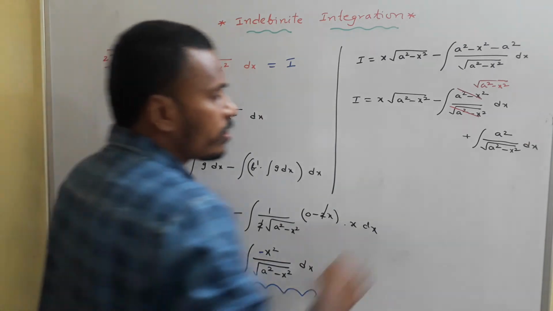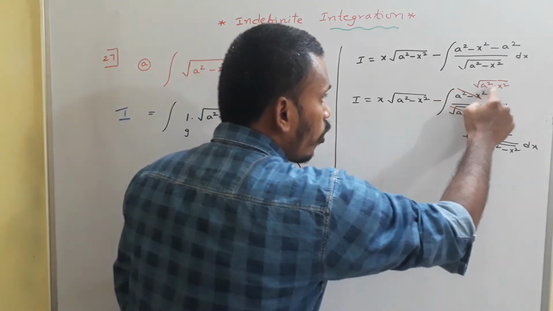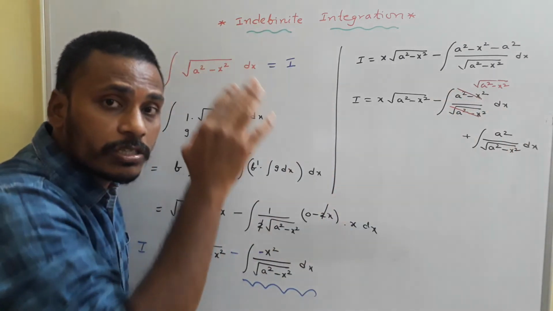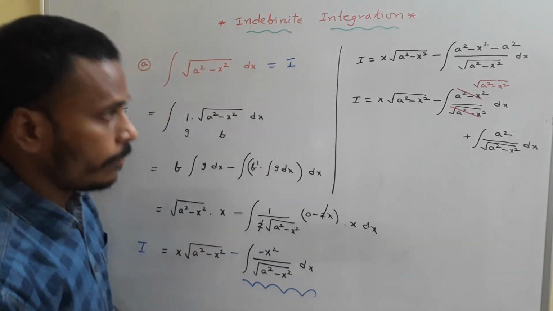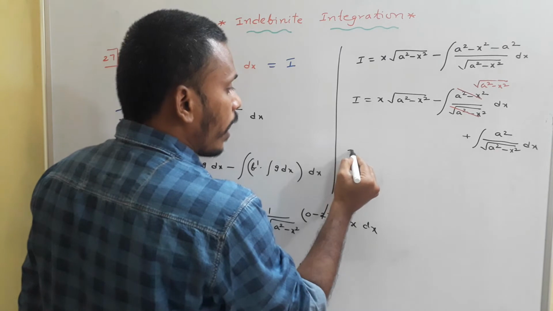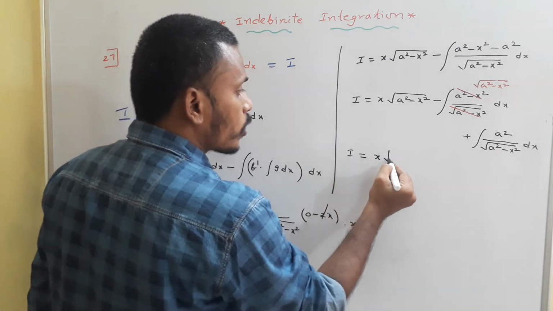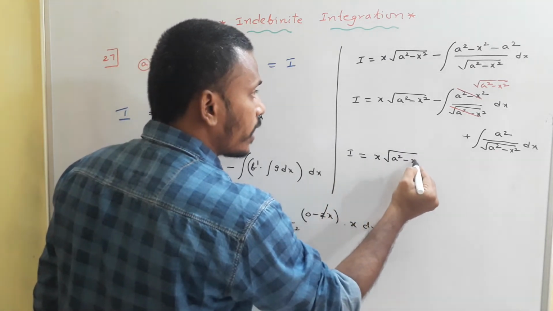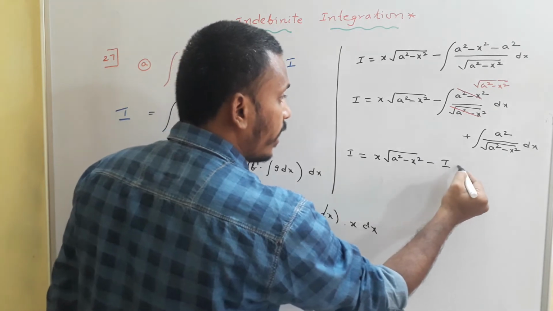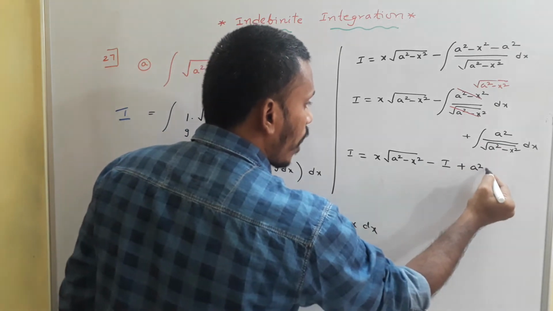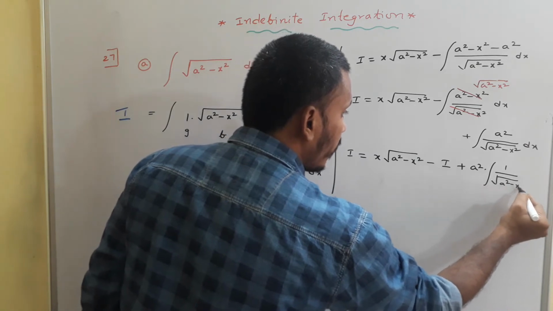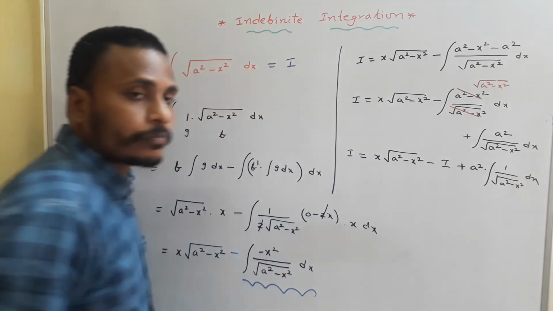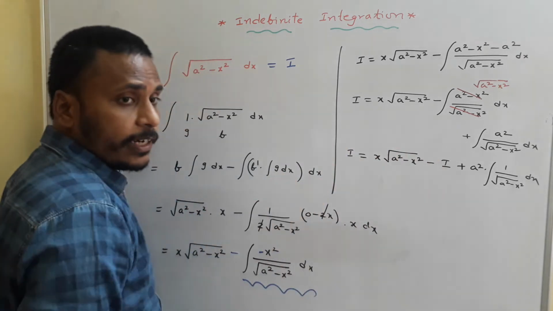And now this term is simply integral root of a square minus x square dx, which is nothing but the given problem, and that is again I. That is again I. So what we have at the end? I is equal to x root of a square minus x square minus I plus, keep this a square out, integral 1 by root a square minus x square dx. Send this I to the left side.